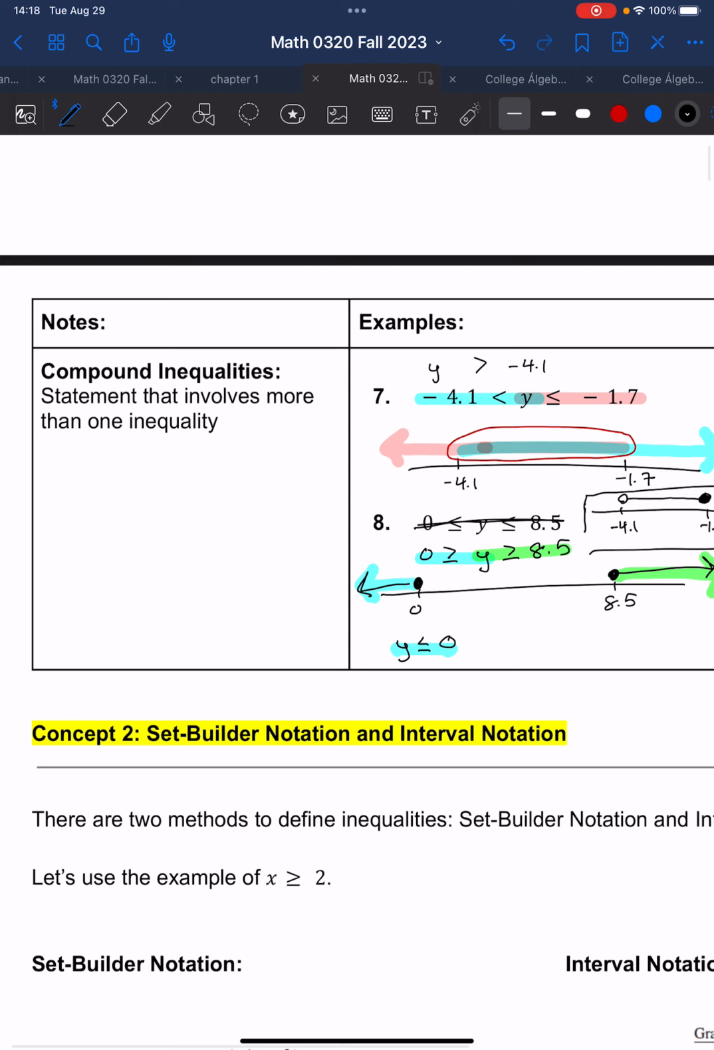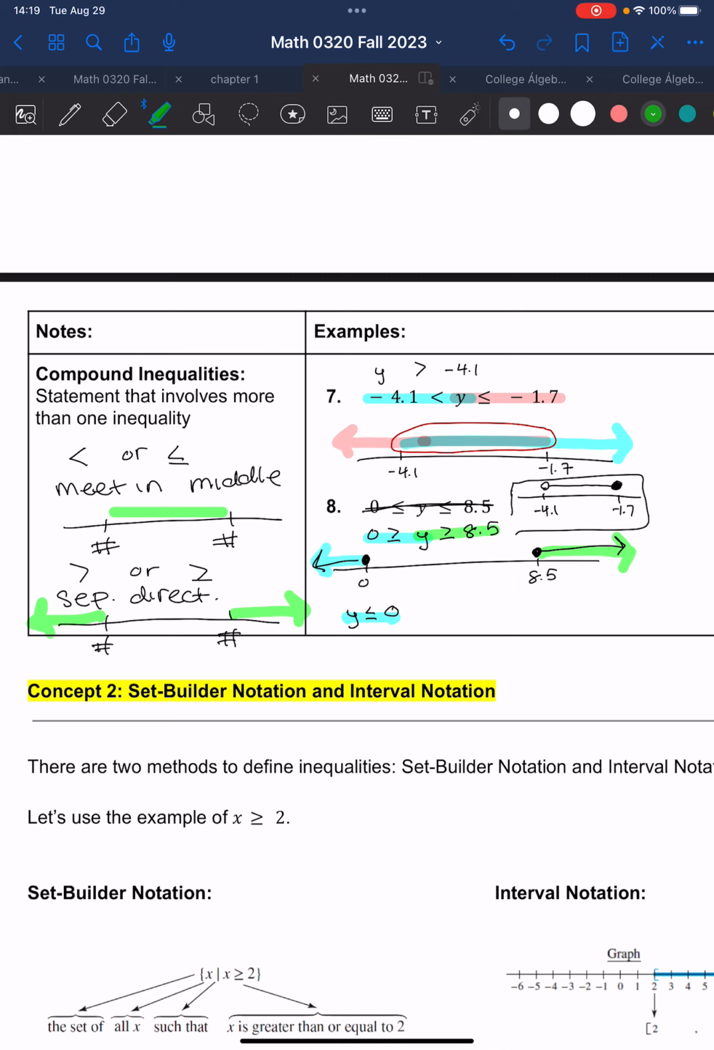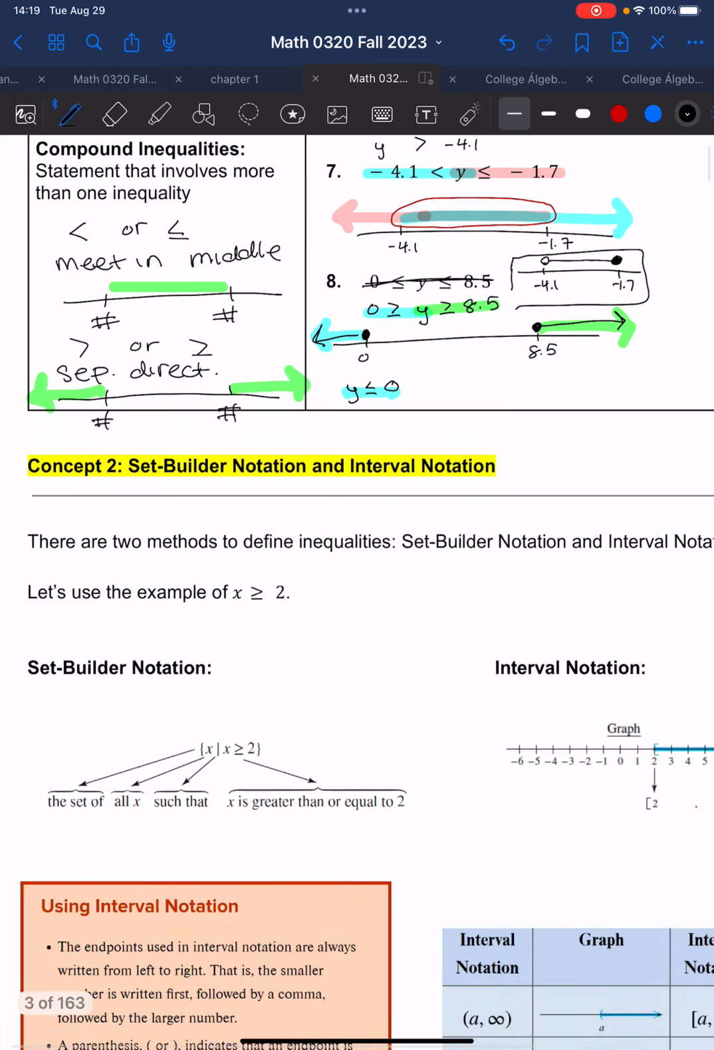Writing a quick note over here: if we have a less than or a less than or equal to symbol, that means your answers are going to meet in the middle. If I have a diagram here with a number and another number, my answer will always meet in the middle. If we have greater than or greater than or equal to, they're going to go in separate directions. So if I had my number line with my pretend numbers here, I would have one line going to the right and one line going to the left. This is just a little note and a reference for you to use later. So that's concept 1. Let's go ahead and go through concept 2.